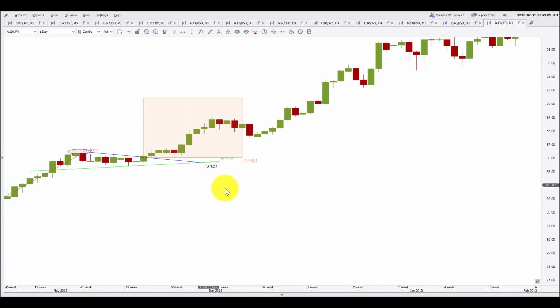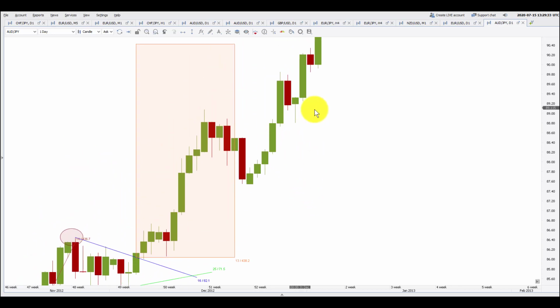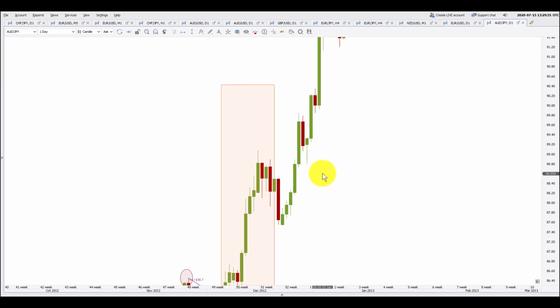You also notice that the retest of this line never occurred after the break. Of course the price came down to this line, but it never touched it. So if the up move is very sharp, then there is a possibility that the price will never retrace back to this level, but your stop loss will be below this and your take profit will be equal to the height of the pole. So this one I have covered.